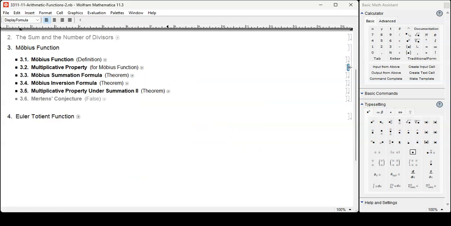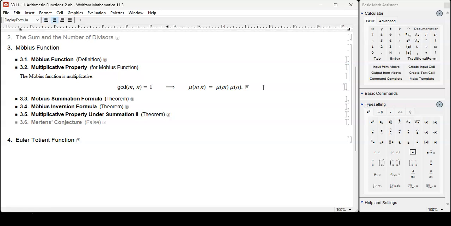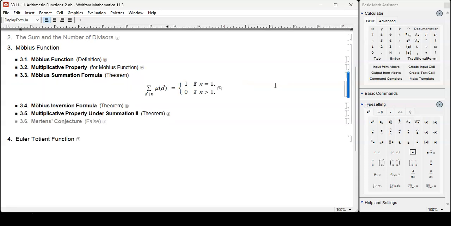That was the definition and some examples. And then also remember that the Moebius function is multiplicative. And finally, remember Moebius summation formula. We proved it here previously. The sum of all mu of d for all positive divisors d of n is either 1 or 0.